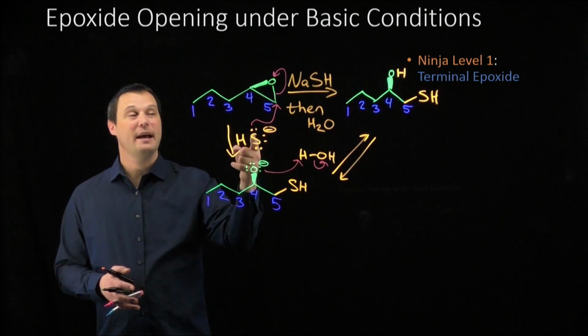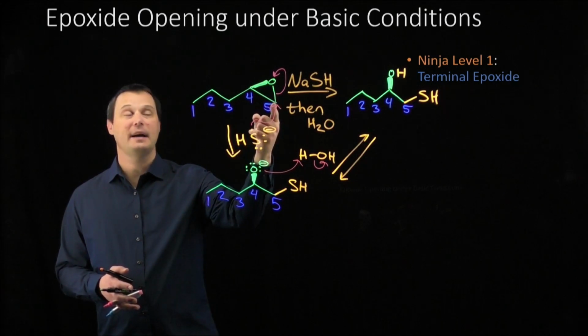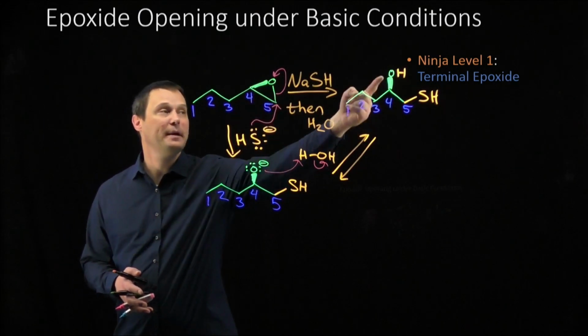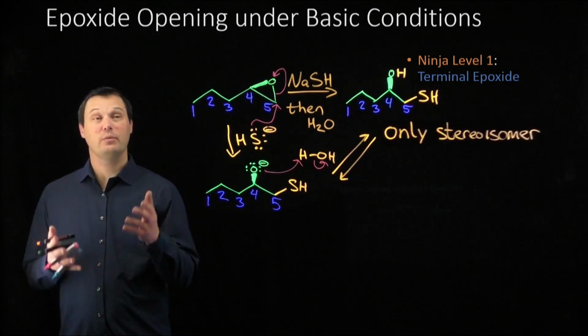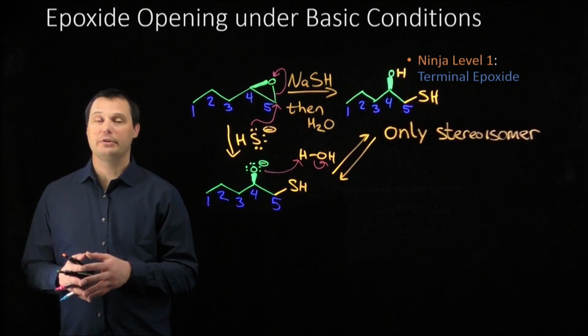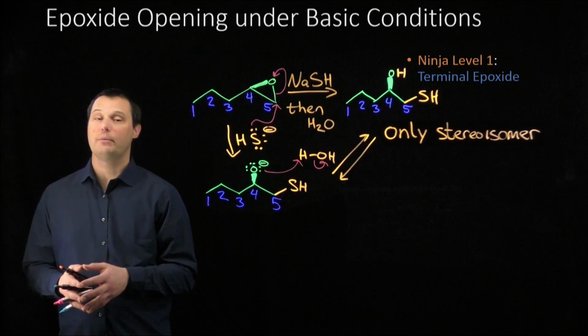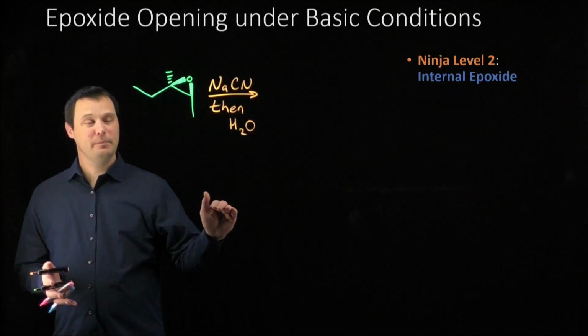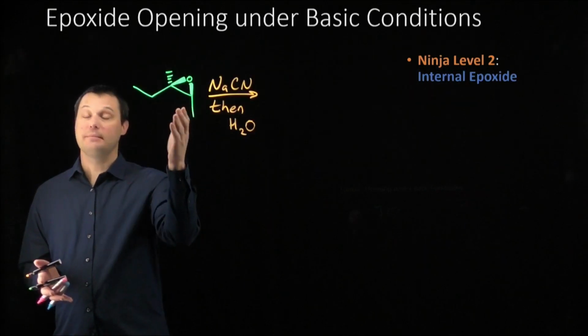Under basic conditions, the anionic nucleophile attacks the less substituted side of the epoxide, and the stereochemistry on the spectator carbon does not change. Because we started with only one stereoisomer of the starting material, this is the only stereoisomer of the product that will be formed. At Ninja Level 2, things change a little bit for an internal epoxide, but not that much.